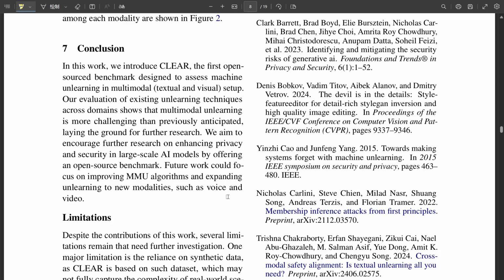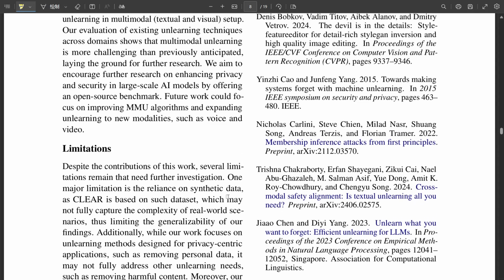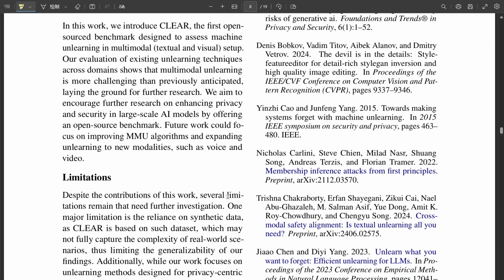They didn't just test these methods, they figured out how to measure how well they actually worked. And the results have some pretty big implications for the future of AI and especially privacy.